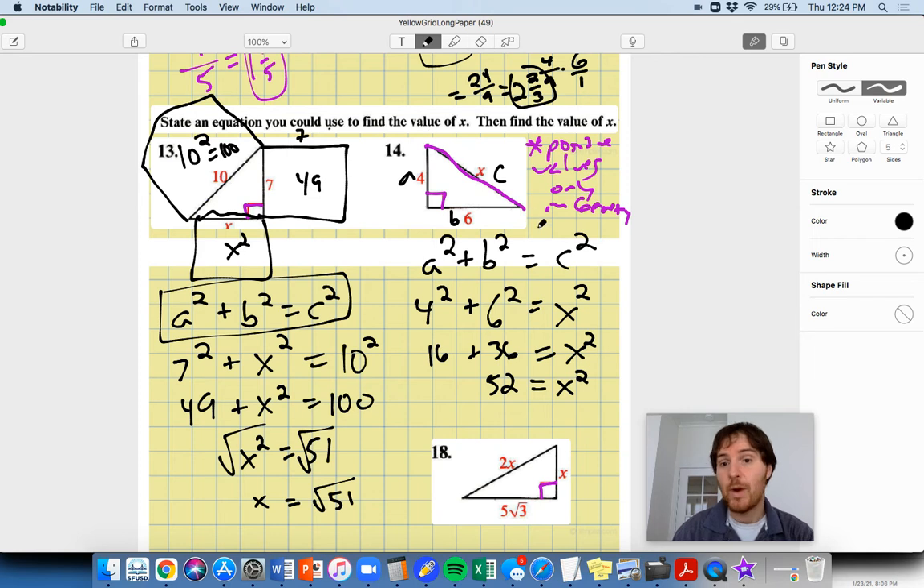But we've got to find the square root, this side here. So the square root of 52. There's some perfect squares that go into it. So as you heard before, 2 goes into this because it's an even number.